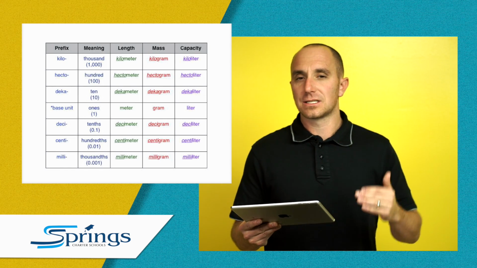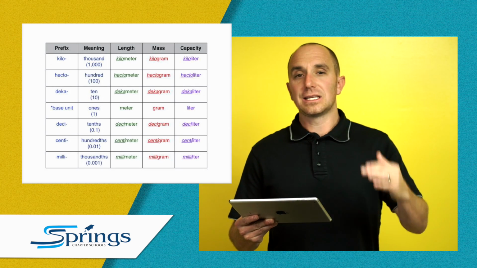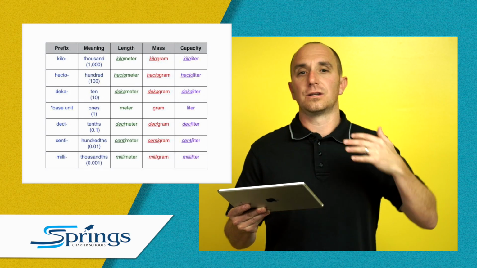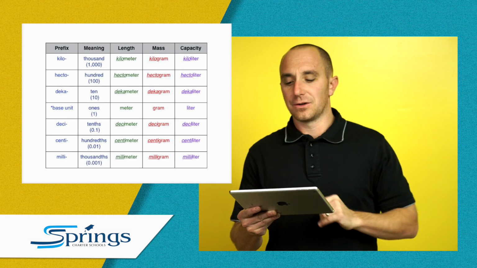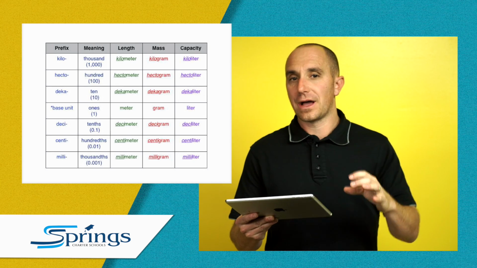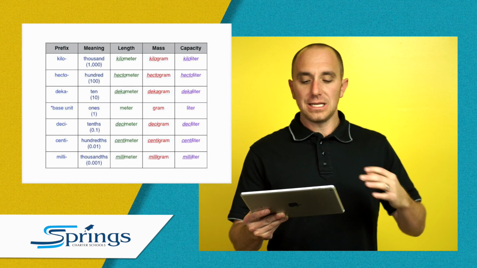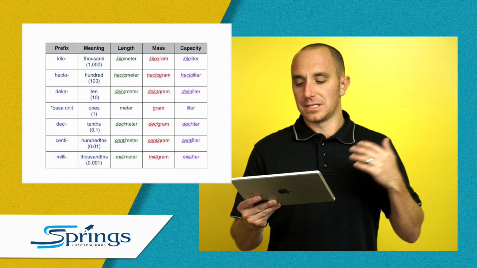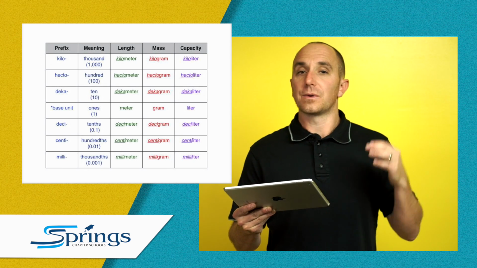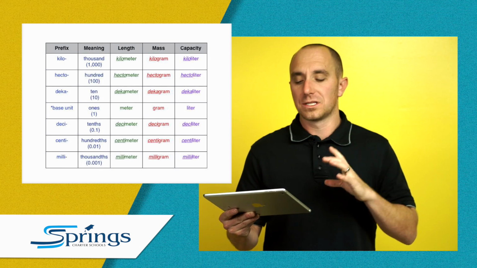When we're looking at the prefixes, this is the really powerful part that can stick with you: kilo means 1,000. So anytime you have a kilometer, a kilogram, or a kiloliter, you're having 1,000 meters, 1,000 grams, 1,000 liters, because the meaning of the prefix kilo is 1,000. Then hecto means 100. Deca means 10. So if you have a decameter, a decagram, or a decaliter, it's 10 meters, 10 grams, 10 liters. Then we have our base unit: meters, grams, and liters. Remember, that's just one of them, because it's our ones place.